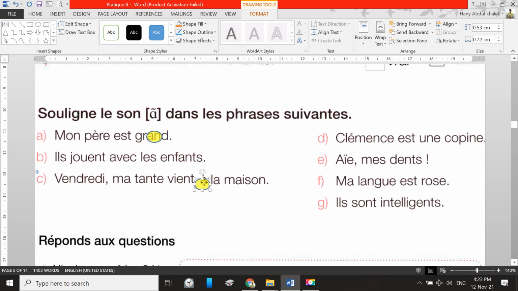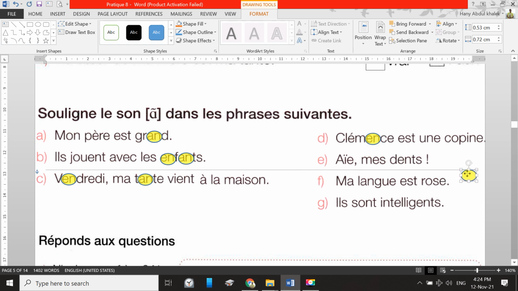Okay, let's go to B. Il joue avec les enfants. Les enfants, here we have this is the first one, then les enfants next, the an here. Letter C, vendredi, we have en here. Ma tante, vient. Here, this sound is un. It's not on, so we will explain it inshallah in the next trimester. Okay, à la maison. Clémence, the first em here is not voyelle nasale anymore because a vowel comes after it. I explained this point in your classes.